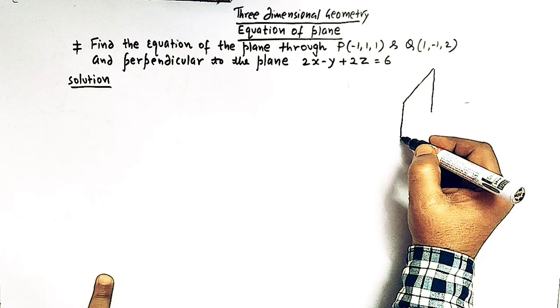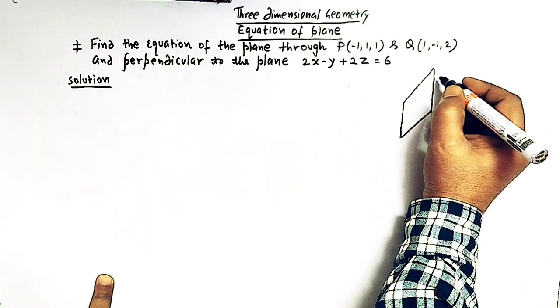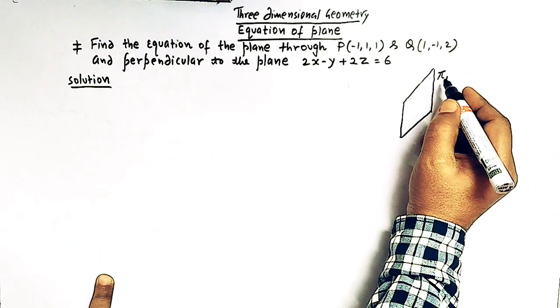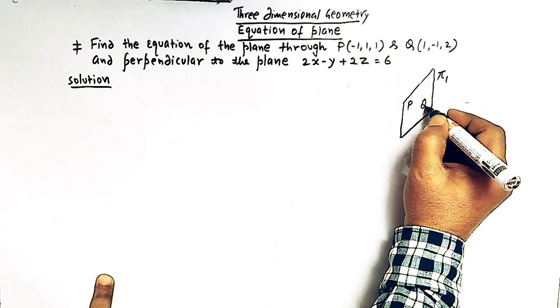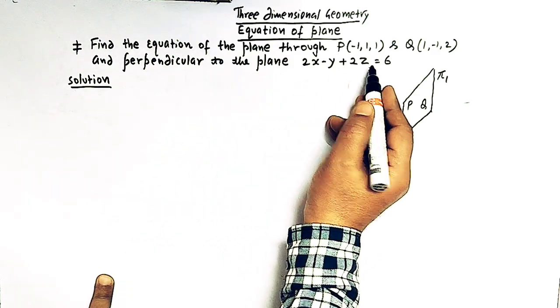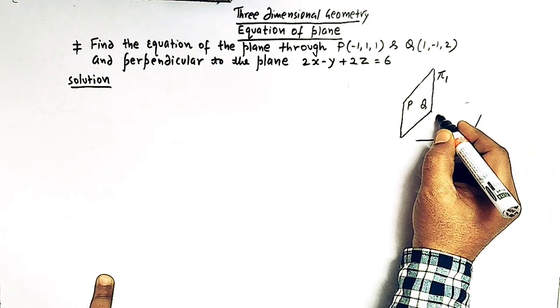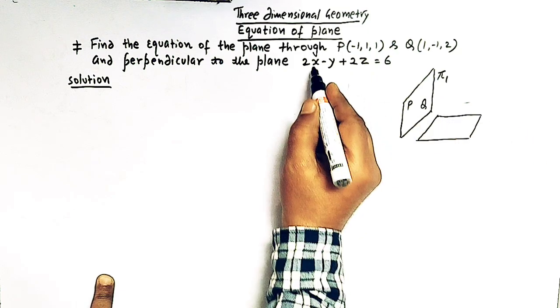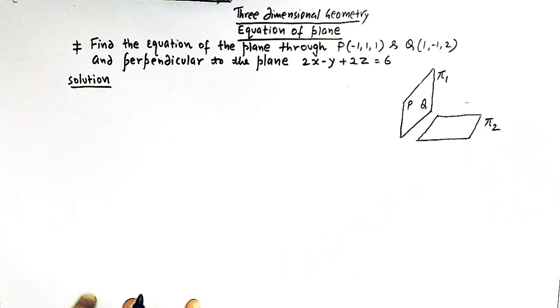This is the plane whose equation is to be obtained, and this plane may be denoted by, say, pi 1, and this plane pi 1 contains these 2 points P and Q, right? And this plane pi 1 is given to be perpendicular to this plane, and let us draw this plane like this, right? So here we can denote this plane by pi 2, right? Okay, so now here we'll make use of the concept of direction cosines, right?